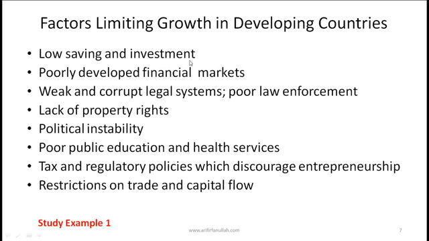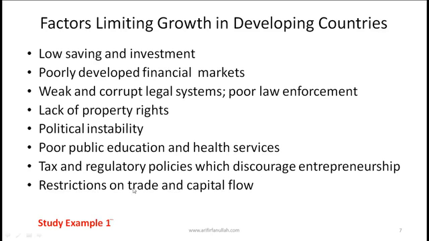So obviously low savings and investment will limit growth. Poorly developed financial markets, weak and corrupt legal systems, poor law enforcement. I will also add corrupt politicians to this. We in Pakistan know all about that. Lack of property rights, political instability, poor public education and health services, tax and regulatory policies which discourage entrepreneurship, restrictions on trade and capital flow.